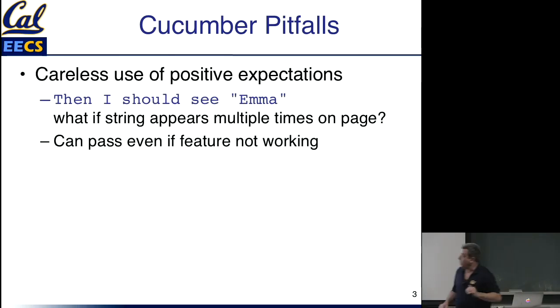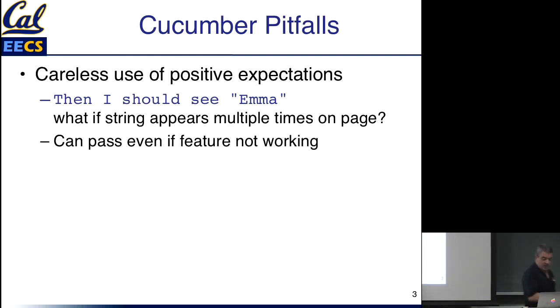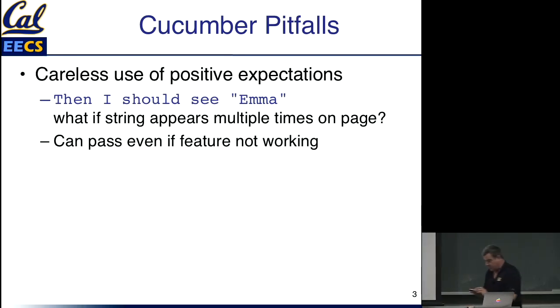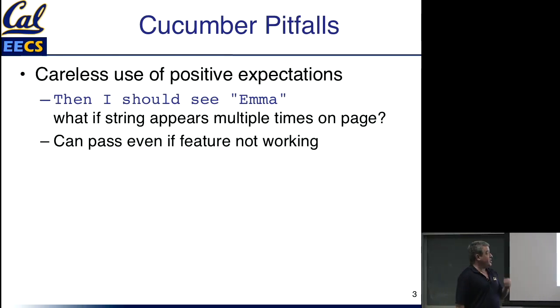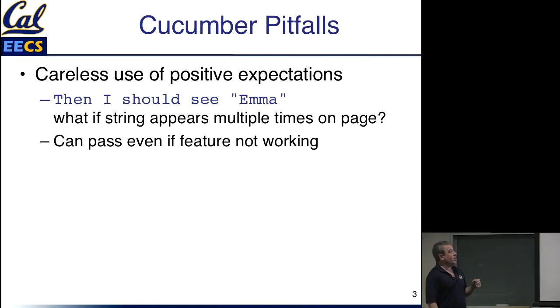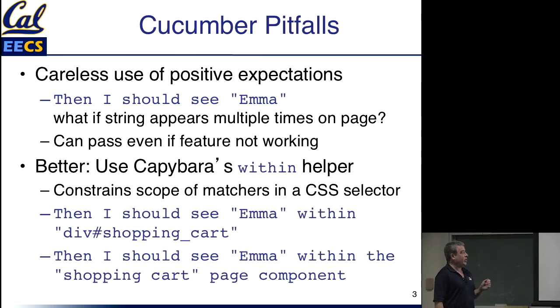On the other hand, you also have to be careful, even with positive expectations, because especially if you see something like, then I should see some string, and there's some situation in which that string might appear multiple times on the same page. For example, this is sort of contrived, but using a word like and or the, then I should see the word and. Well, the word and probably occurs a million times. So if you're not careful about how you phrase these, sometimes the test might pass, even if, in fact, the functionality is not correct.